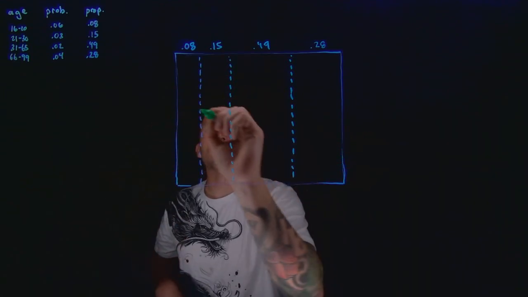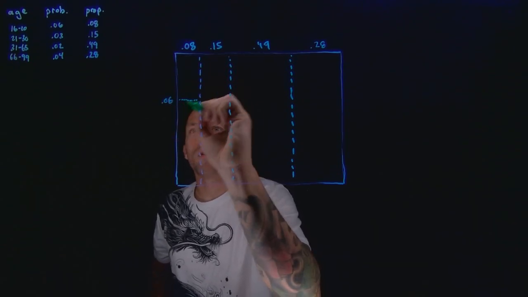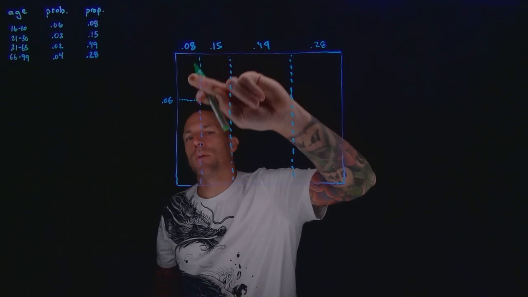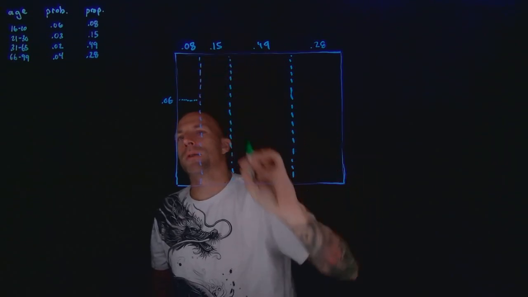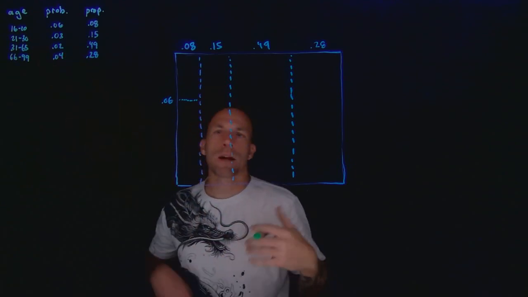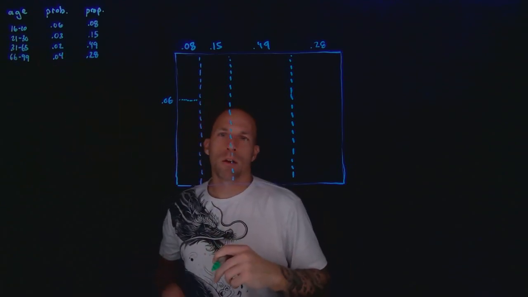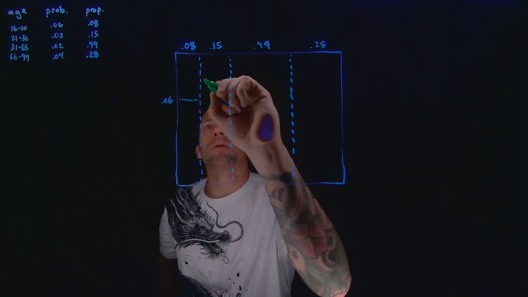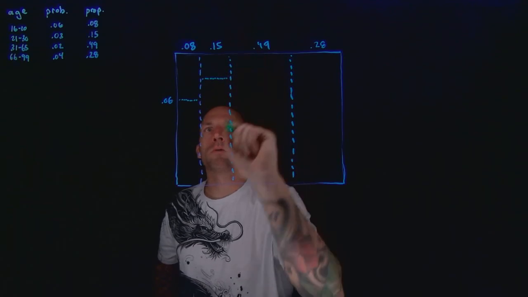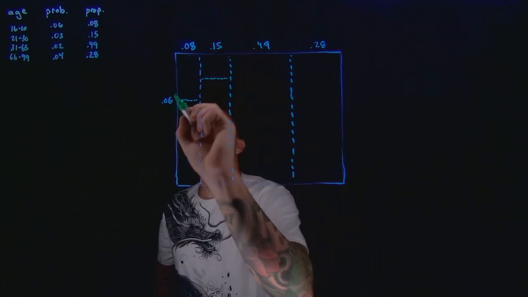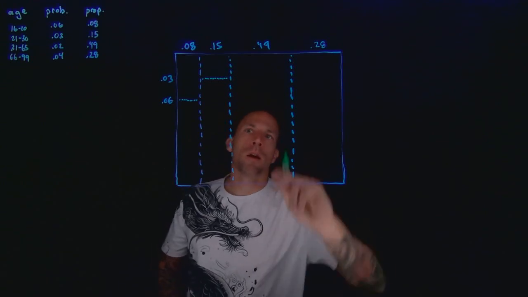I'm going to exaggerate it so it's easier to see. So let's call this 0.06. Everybody on this side of the 0.06 is the proportion of the 16 to 20-year-olds that got in an accident. And then the other 94% that would be represented down here did not get in an accident. We do the same thing for the next group, the 21 to 30-year-olds, which is 15% of the total, but only 3% of those people are going to get into an accident.